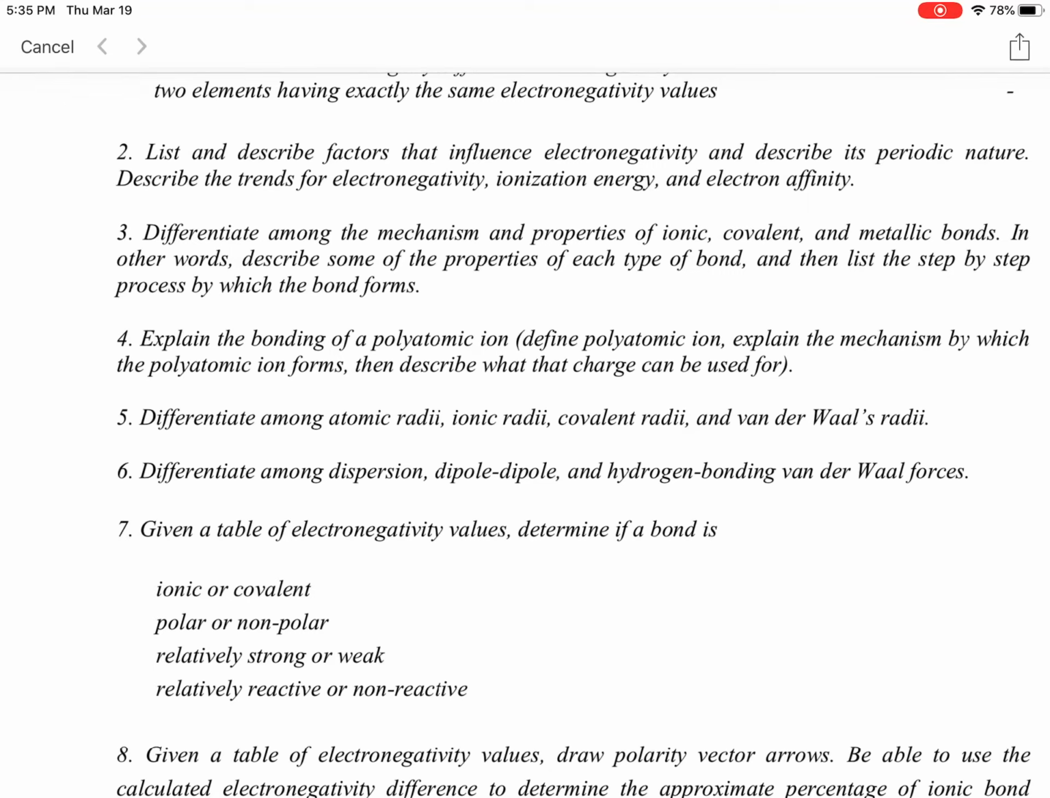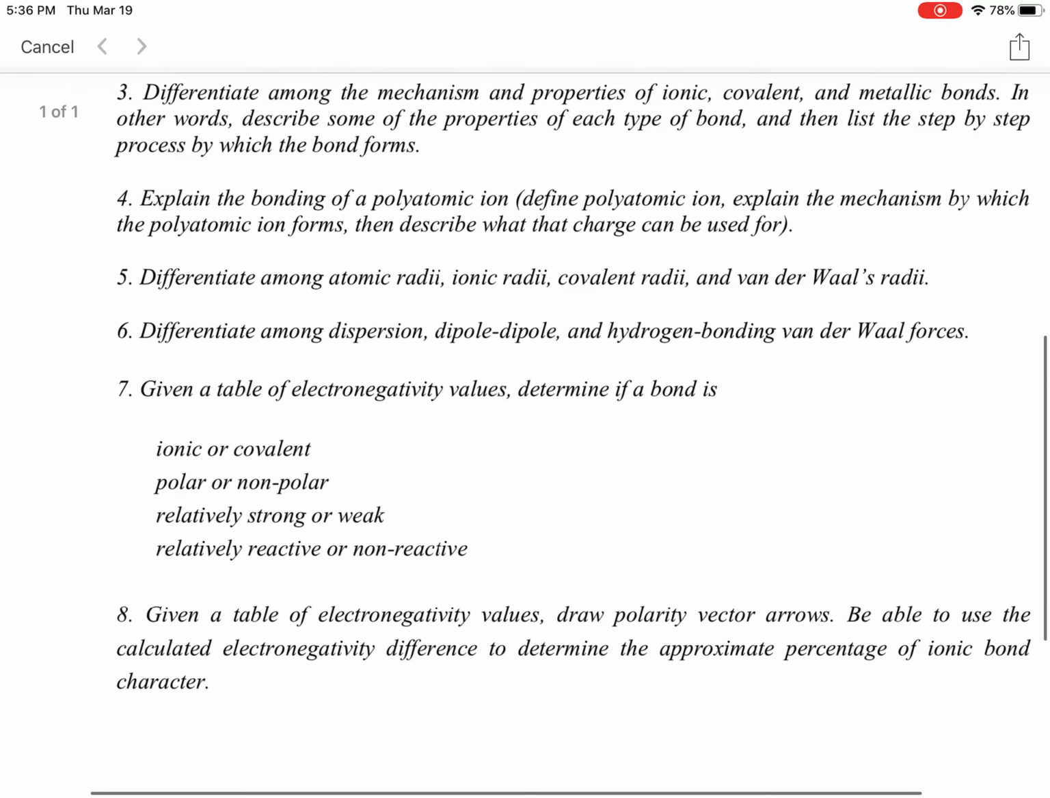Number 3, differentiate among the mechanisms and properties of ionic, covalent, and metallic bonds. Again, that was in my slideshow, directly from the slides. What is the step-by-step process? What are the properties? Look in terms of energy, from melting points, that sort of thing that I really like. And the big thing with metallic bonds, of course, in the mechanism is that it creates delocalized electrons that can move around, and that explains the properties of metallic bonds.